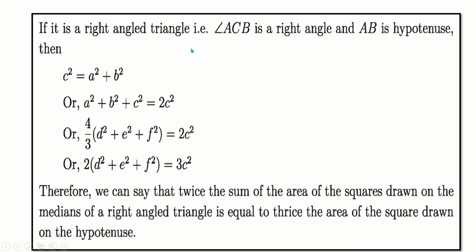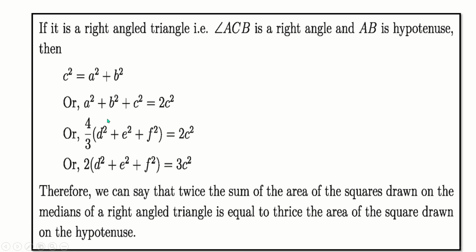More, if it is a right angle triangle, that is when angle ACB is a right angle and AB is the hypotenuse, then c square equals a square plus b square. Now a square plus b square plus c square, that means when we add c square, the left side will also be 2c square. But a square plus b square plus c square equals 4 by 3 into d square plus e square plus f square, and this is equal to 2c square.